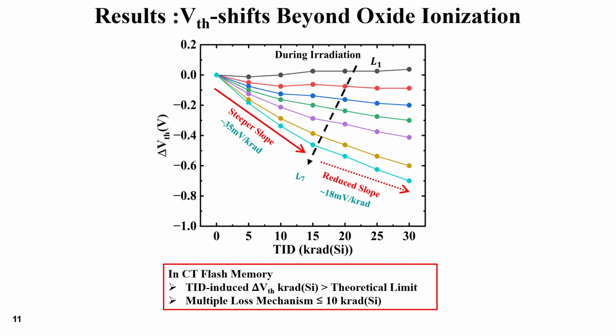Below approximately 10 kilorad, the slope is steep, around 35 millivolt per kilorad, and above 10 kilorad, the slope reduces to about 18 millivolt per kilorad. Interestingly, both slopes and the total shift exceed the oxide ionization model that we discussed. This suggests multiple concurrent mechanisms beyond simple hole trapping are happening. To explain this, we examined the shallow trap electron dynamics more closely.